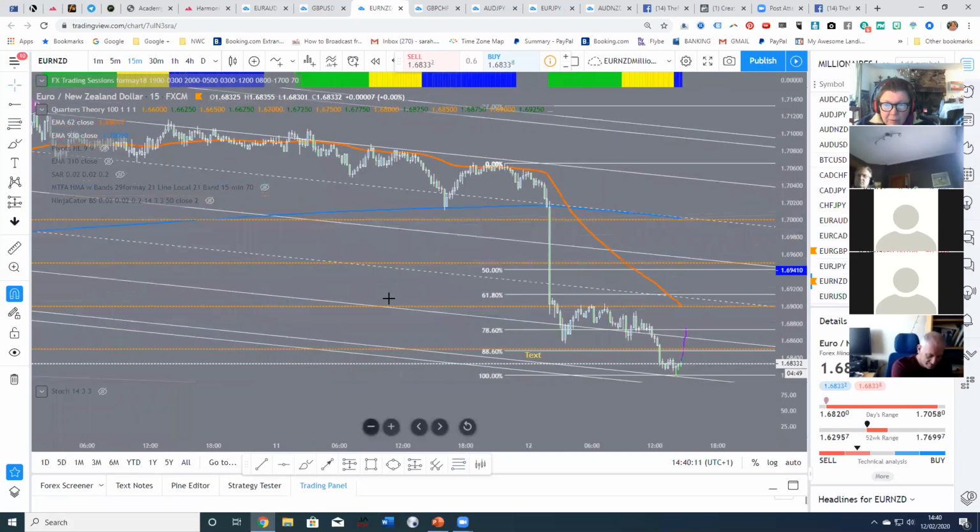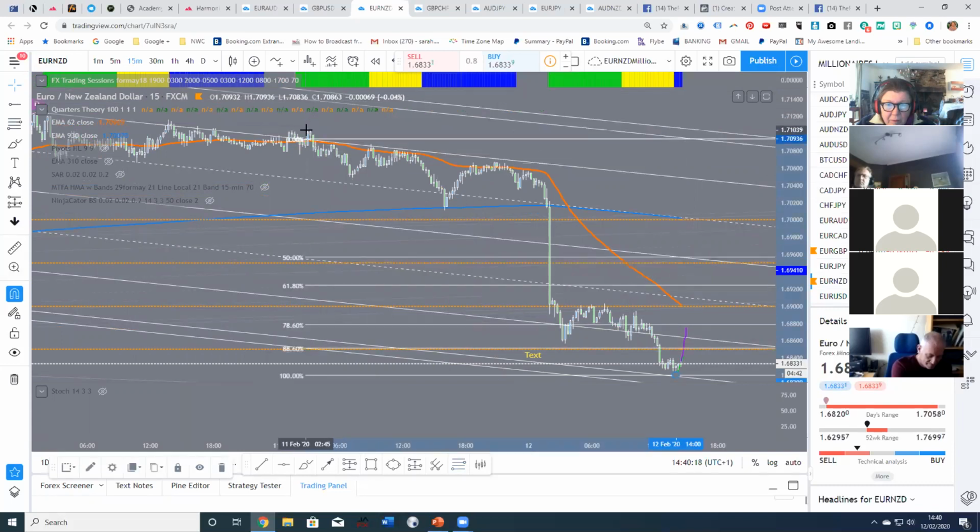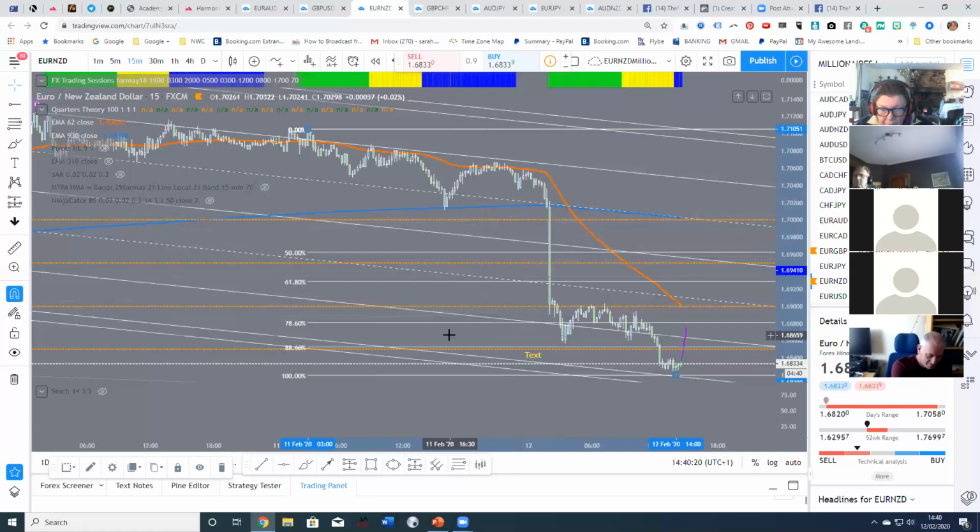Let's have a look. It's a bit difficult when you've had news in the way, so maybe this might not work so well. No, it doesn't tell me anything because normally I'd be looking for it to reject off the 88 or the 70, the 88 to 78 or the 61, but because of the news, I don't think I can tell so much.